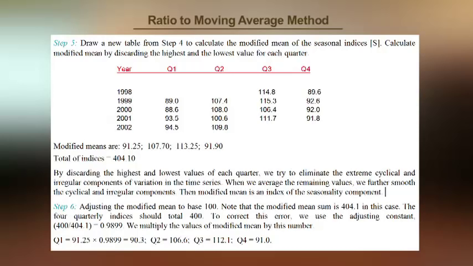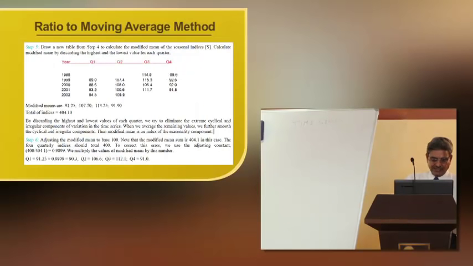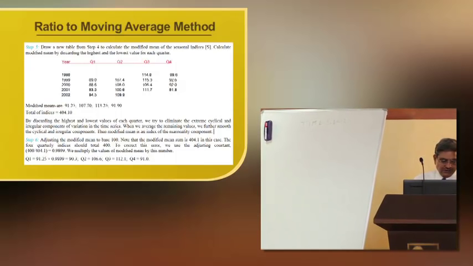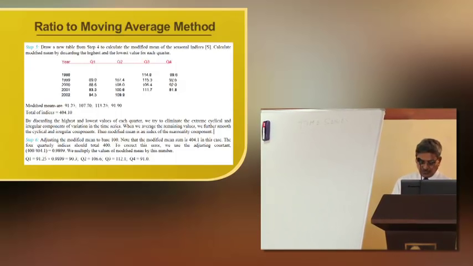Now, from this we draw a table, first quarter, second quarter, third quarter, fourth quarter. Then we try to find the mean of each quarter from the new table. Yes, from the new table we find the mean. For each quarter it is 91.7, 91.25, 107 etc. That is the mean for each quarter. Then the total value of the 4 quarters mean, the total of the indices, is 404.10.